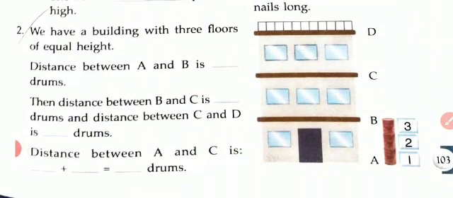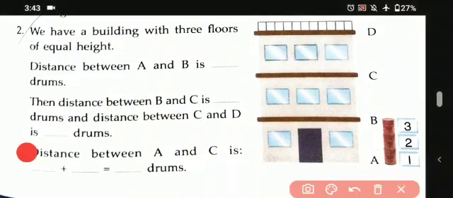So let's solve it. 1, 2, 3, there are drums over here, and according to it, the building is being measured. Now we will solve it like this. We have a building. These 3 floors are of equal height. So students, the floors of the building are of equal height. The distance between A and B is dash drums. How many drums do you see? 1, 2, 3. So students will be writing here 3 drums.